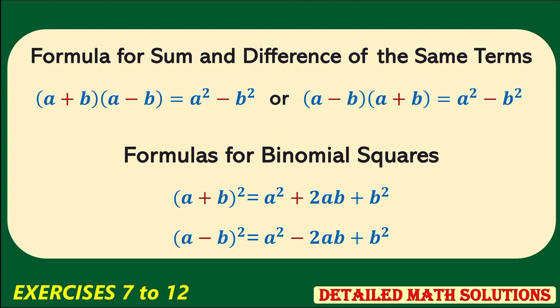A plus b in parentheses squared equals a squared plus 2ab plus b squared, and a minus b in parentheses squared equals a squared minus 2ab plus b squared.